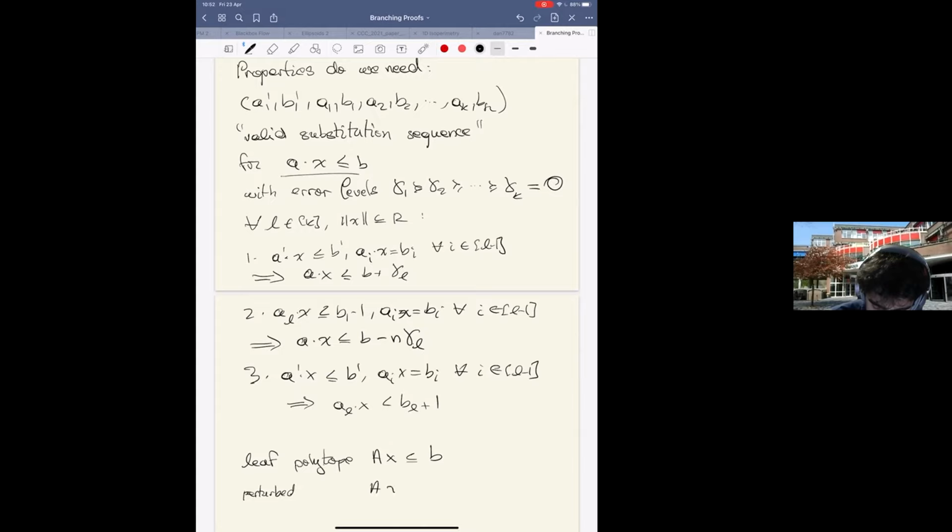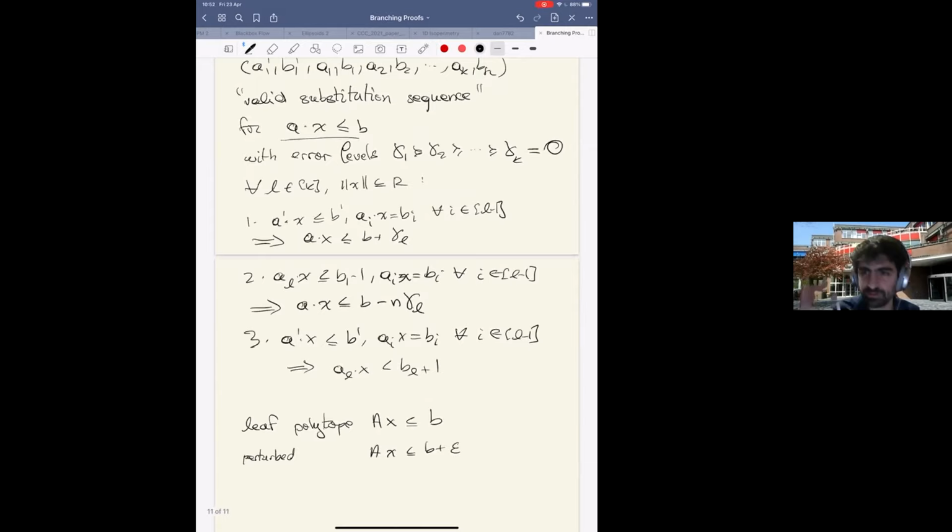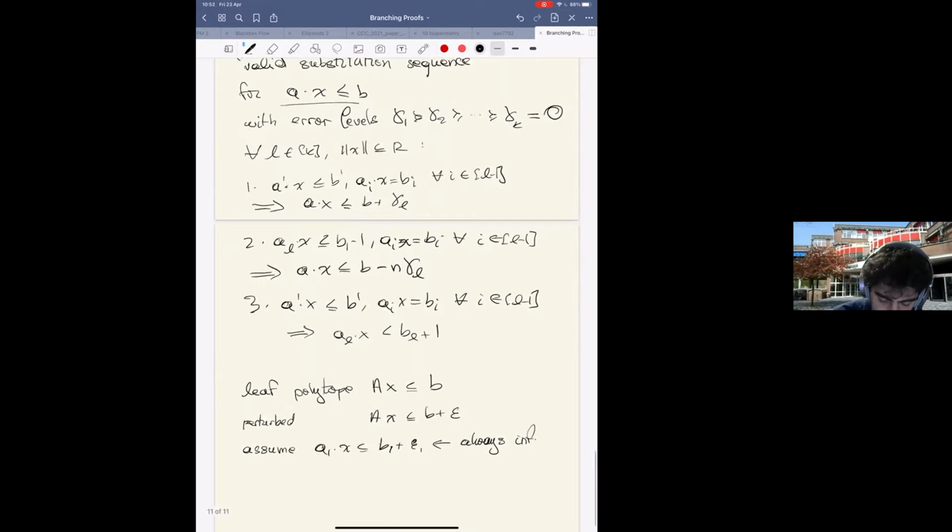The perturbed polytope in the new proof is like this. And let's assume that it's always the first inequality that's influential: A1 X less than or equal to B1 plus epsilon 1 is always the influential inequality. I'm going to keep improving it to make it influential. So in the above definition of a substitution sequence, think of epsilon one as being gamma one, and think of A1x less than or equal to B1 as AX less than or equal to B. Notationally speaking, I'm dropping the one subscript.